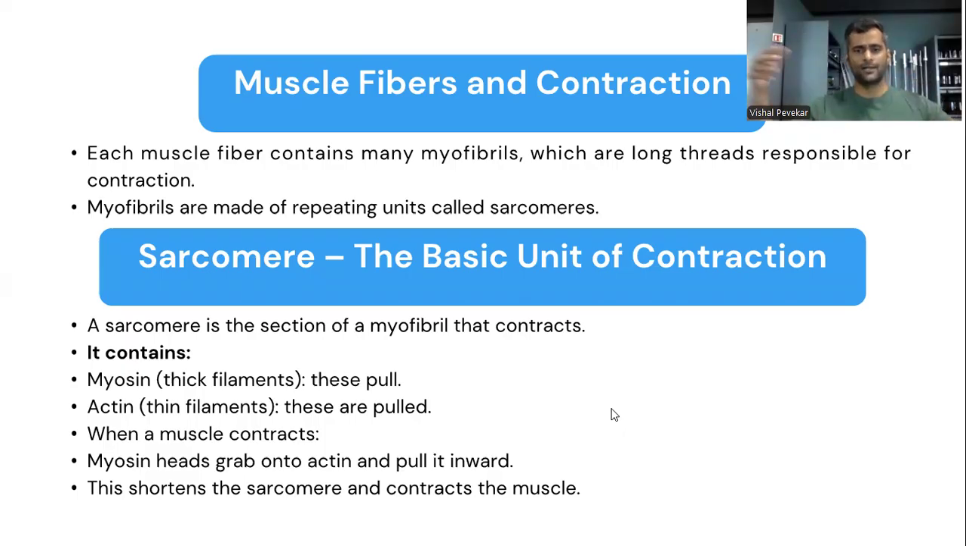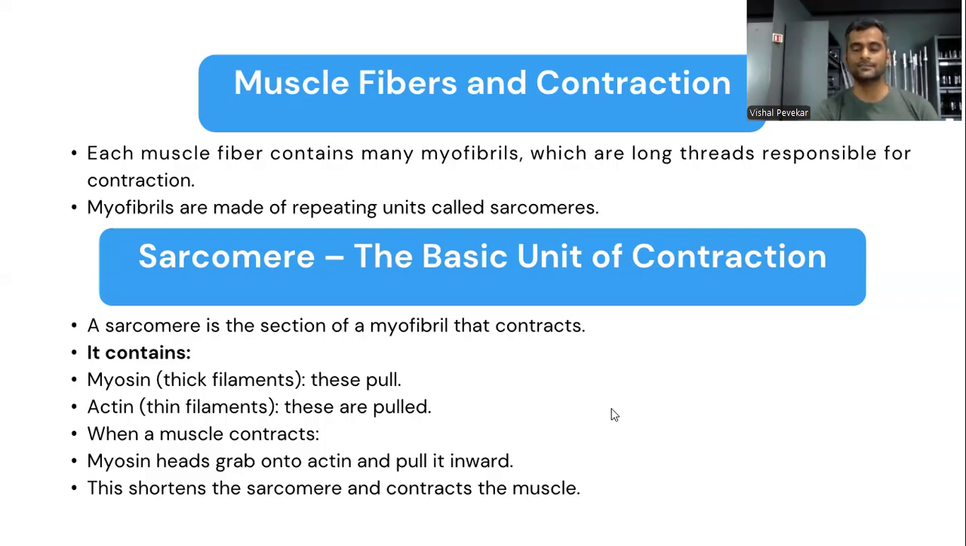It's like a train. What you see in a train is that there are multiple bogies. So a sarcomere is like one bogie of a huge train. The myofibril is one train, and the sarcomeres are the multiple bogies included in that train.